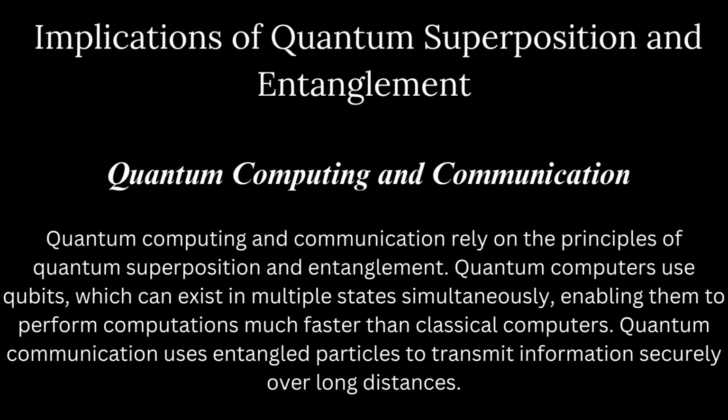Implications of quantum superposition and entanglement. Quantum computing and communication. Quantum computing and communication rely on the principles of quantum superposition and entanglement. Quantum computers use qubits, which can exist in multiple states simultaneously, enabling them to perform computations much faster than classical computers. Quantum communication uses entangled particles to transmit information securely over long distances.